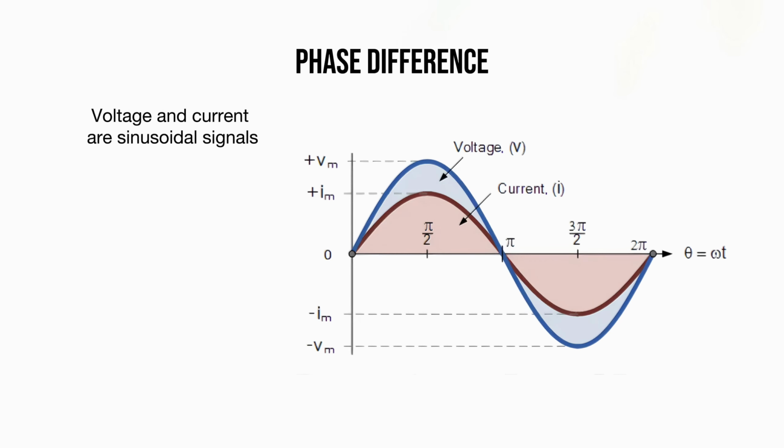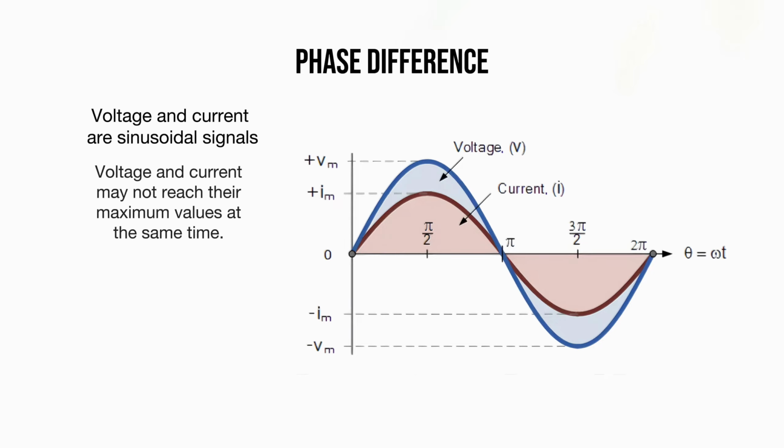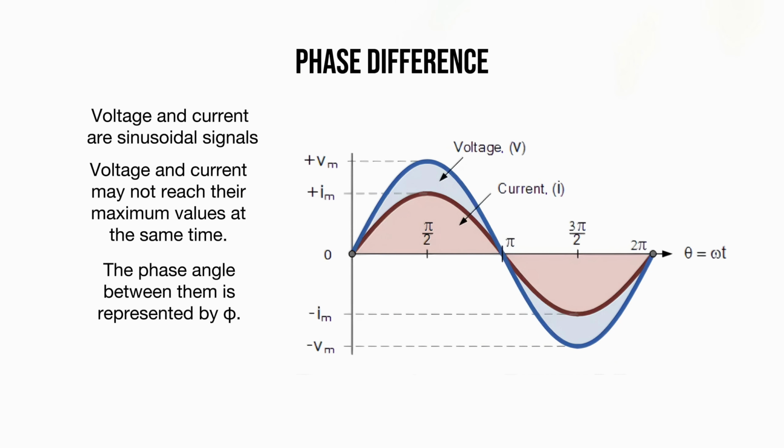Let's talk about phase difference now. In AC circuits, voltage and currents are sinusoidal signals. In circuits that contain inductors or capacitors, the voltage and current do not reach their maximum values at the same time. This creates a phase difference between them. The phase difference is represented by the angle phi. The power factor is equal to the cosine of this phase angle. When the phase angle increases, the power factor decreases, which means the circuit becomes less efficient.